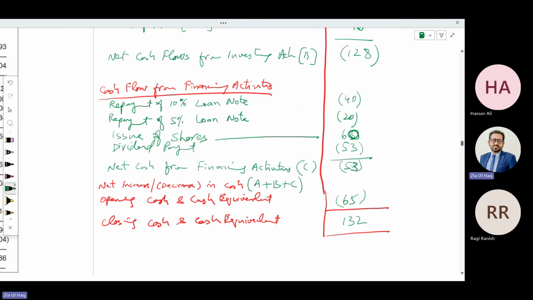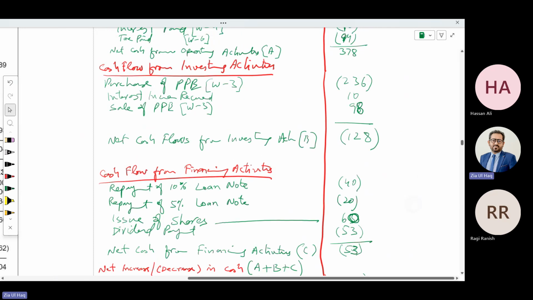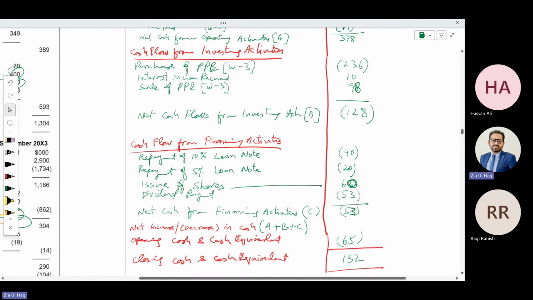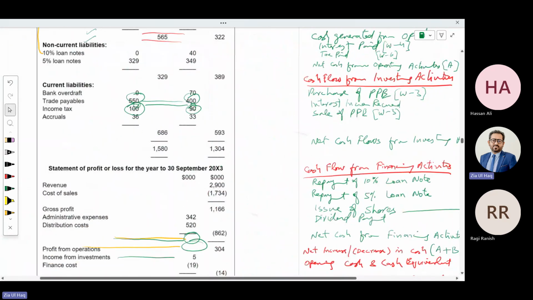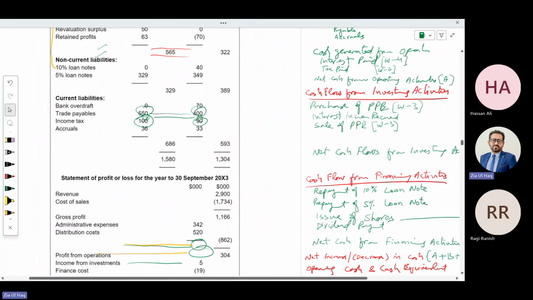Now if you see, 378 minus 128 minus 53, 190. Now if you see by deducting 65, 132. This means in share issue, there was cash we need to take, not the total change in share issue, because there was bonus issue involved in the total change.